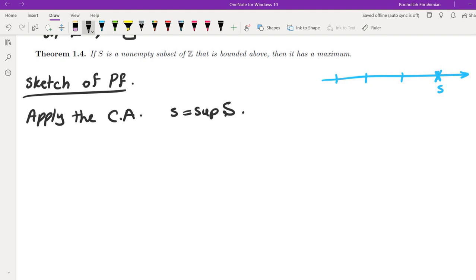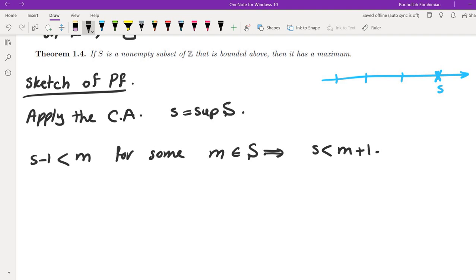Why is that in the set? Because if you take S, and come one lower than that, so S minus 1, this is less than some M inside S. We know that. So this tells us S is less than M plus 1. But what I know is that M plus 1 is right here. And I know between M plus 1 and M, there is nothing in that range.